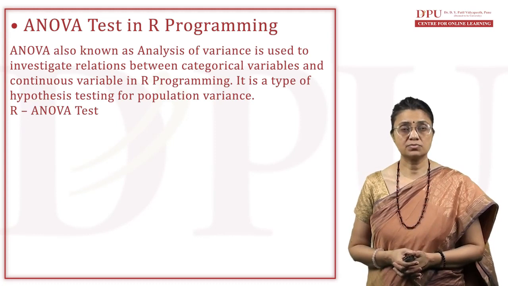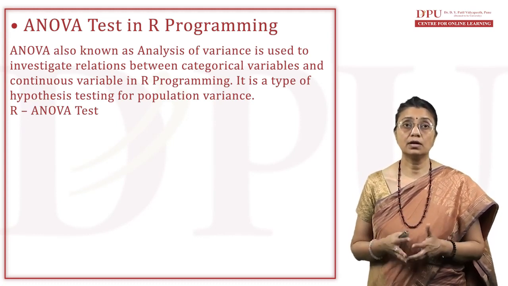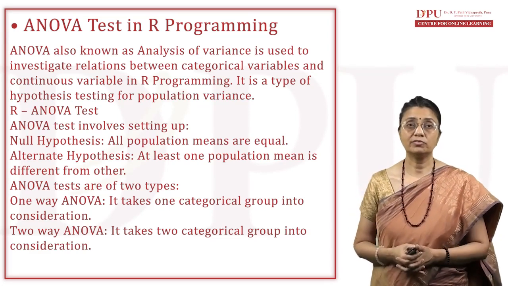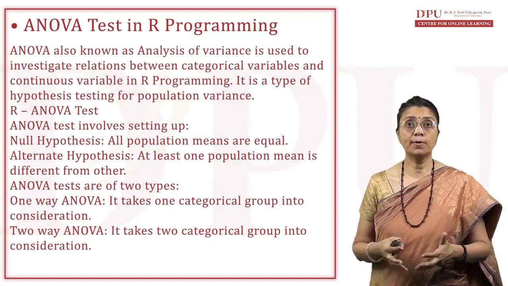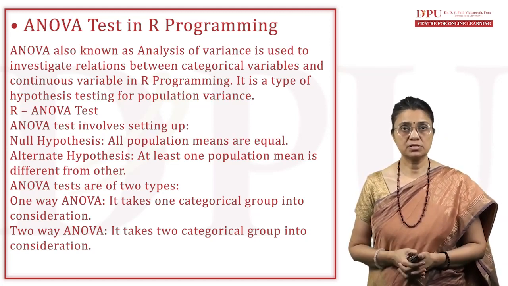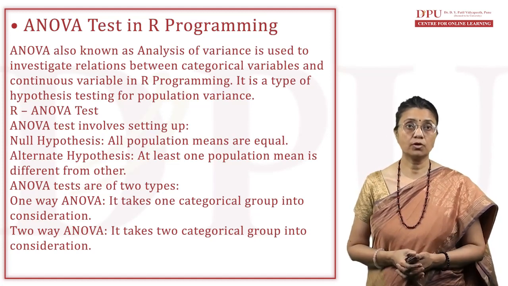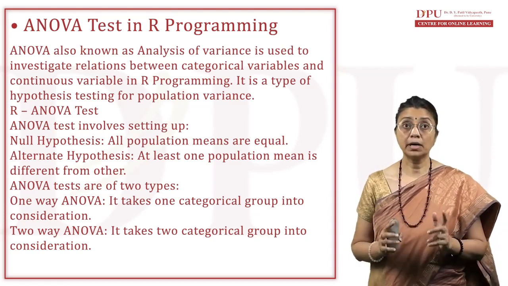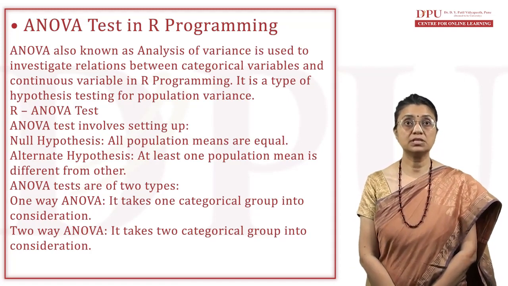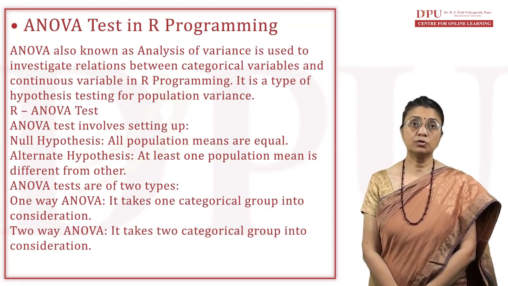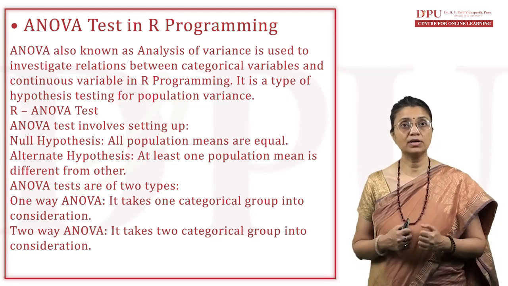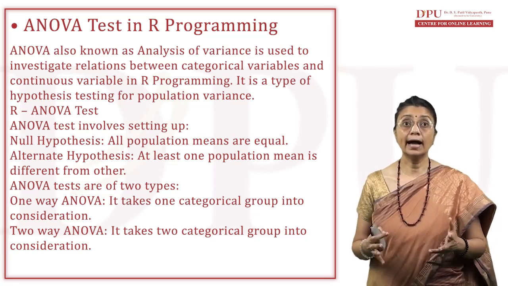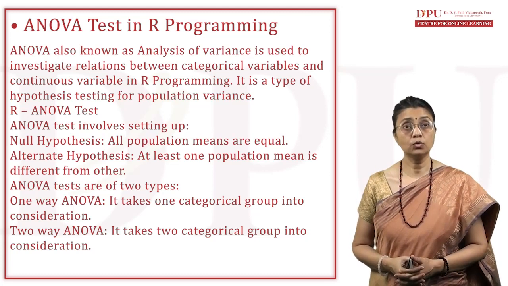ANOVA is a very common test, and this involves a little function of R. Let's talk about the ANOVA test, which involves setting up, first of all, a null hypothesis. We know that all population means are equal. The alternative hypothesis is that at least one population mean is different from the others. So the null hypothesis says that the population means are all equal, but the alternative hypothesis says that one population mean is different from another. ANOVA tests are of two types: one-way ANOVA and two-way ANOVA. One-way ANOVA takes one categorical group into consideration, and two-way ANOVA takes two categorical groups into consideration.